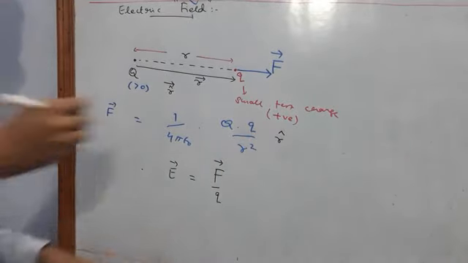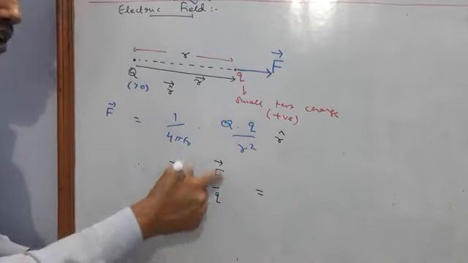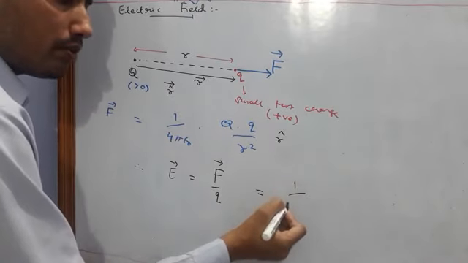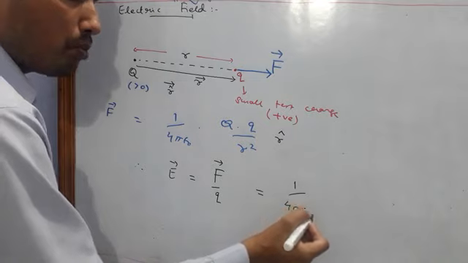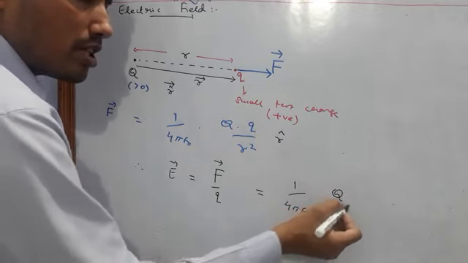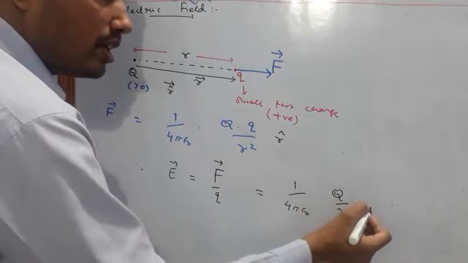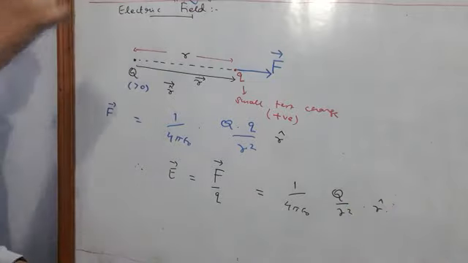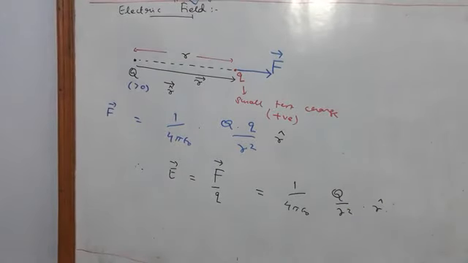So E is F by Q. F by Q, when we find, this Q will cancel. What will be left is this: 1 upon 4 pi epsilon naught, the charge divided by r square times r cap. So this is the electric field due to a point charge. Knowing this value, for a given configuration, we can find the electric field just by using the principle of superposition.